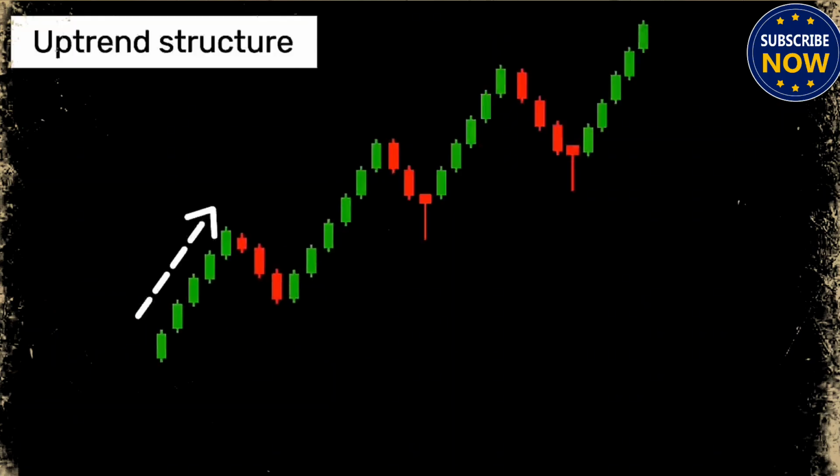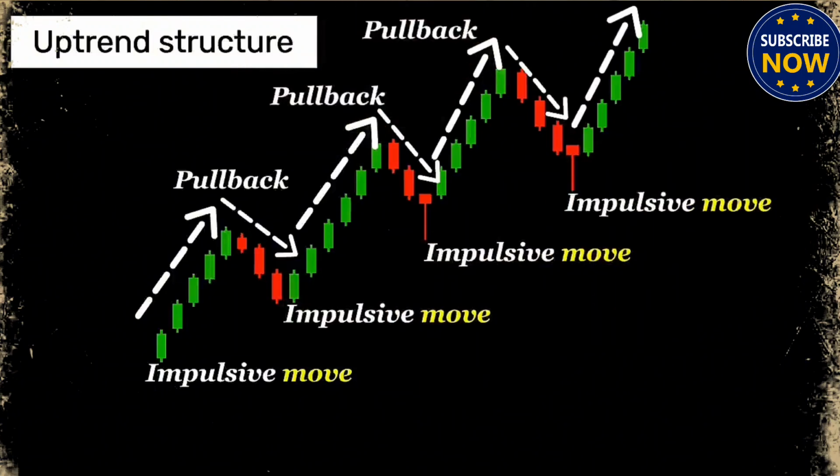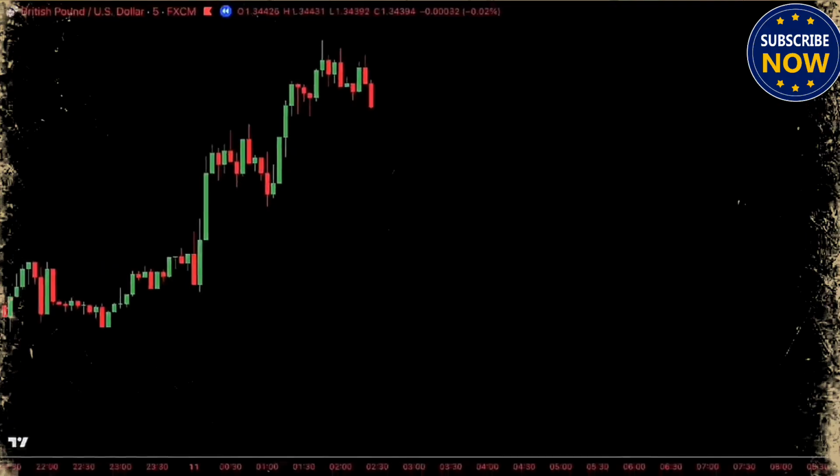First, we have a move upward, where buyers are actively pushing the price higher. This move is called the impulsive move. It reflects strength in the market, because buyers are dominating sellers and driving the price up. Then, after this move, the market does not continue going up immediately. Instead, it starts to move down slightly. This happens because some buyers begin to take profits. As they close their positions, the price temporarily pulls back. This movement is called a pullback, or a retracement. So in an uptrend, the market is constantly alternating between these two phases: an impulsive move upward, followed by a pullback.